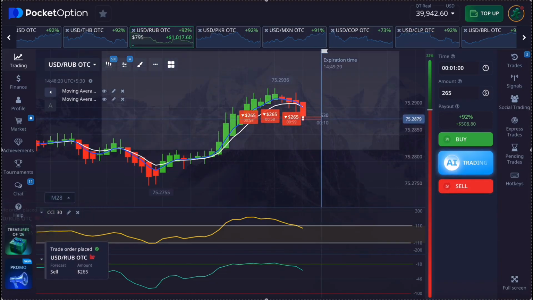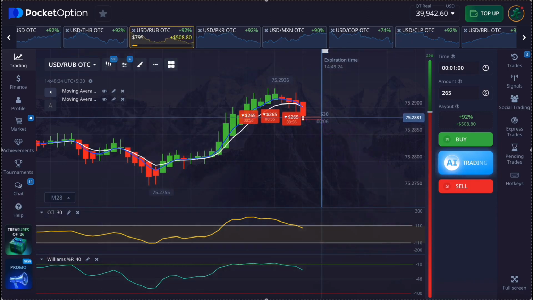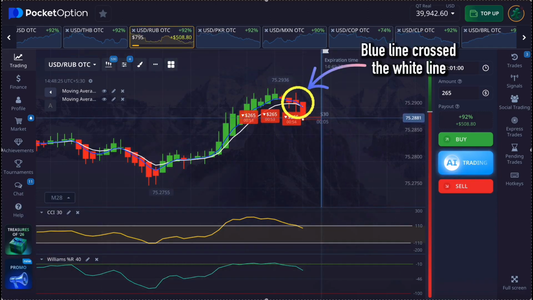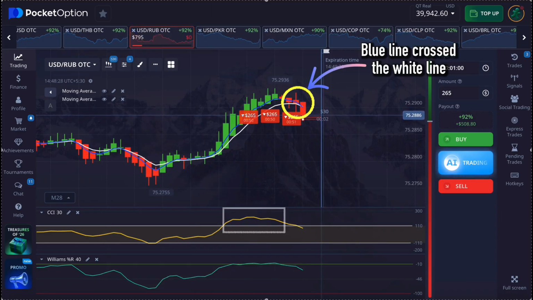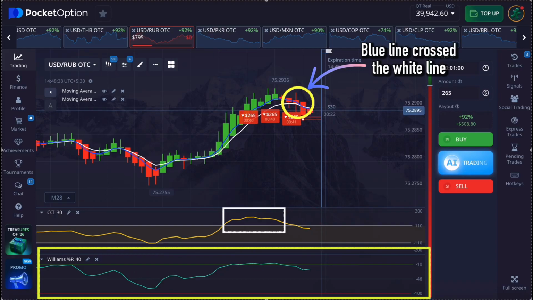So here the indicators have provided a very good signal in the downward direction, as the blue and white lines have crossed each other very well in the downward direction, and this yellow line of CCI indicator was flowing in overbought situation for a long time, but now it has started flowing towards oversold, which is a good sign of market fall. The Williams indicator also gave a good signal.